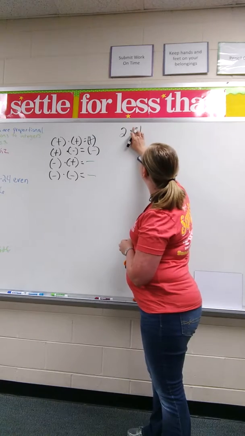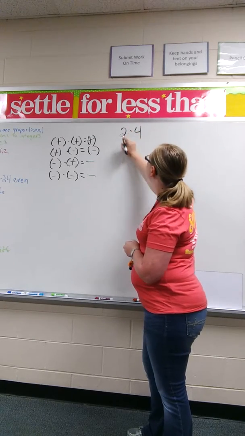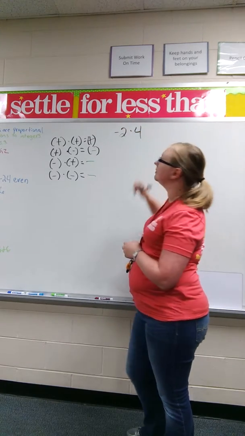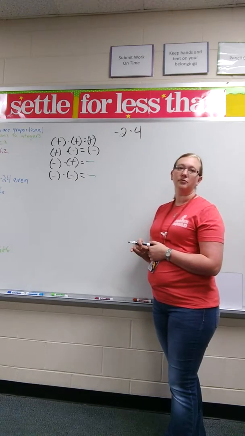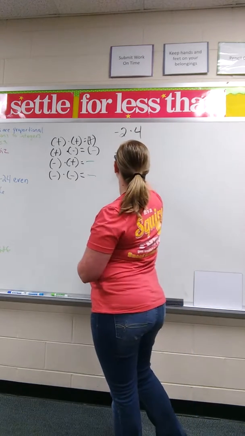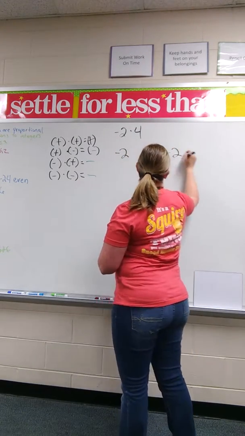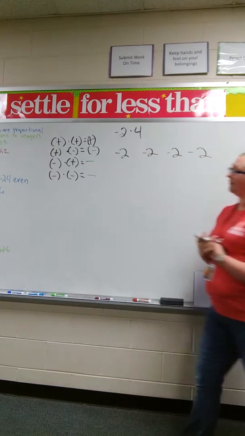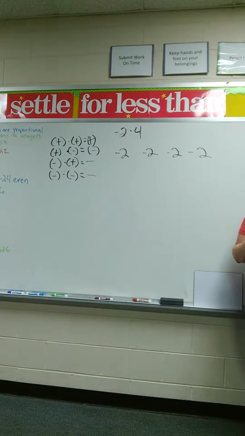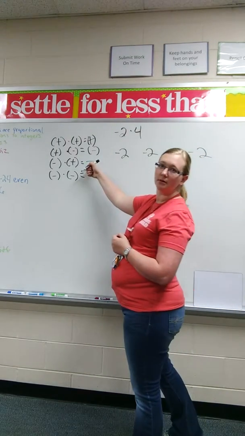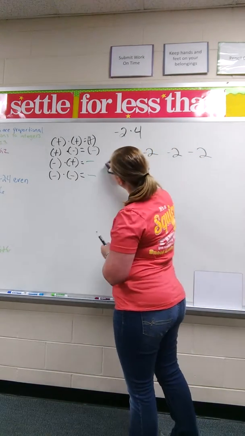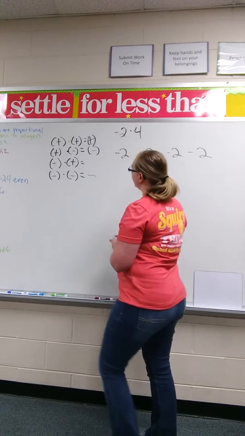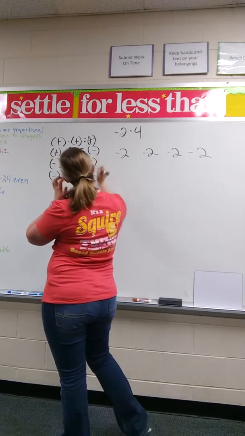If I had negative 2 groups, 4 groups of negative 2. How much do I have? I have negative 8. So my answer was negative. Alright, so far we're 3 for 4. We're doing pretty good.